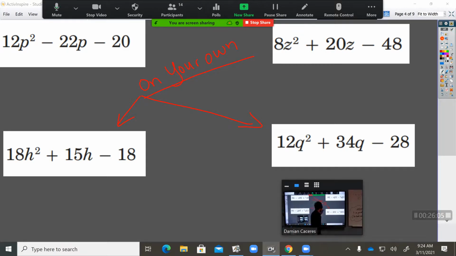So on the first one, 18, 15, and 18. I'm just going to write 18 and 15 because they're the same numbers. Now, break down the 15. 5 times 3, 15 times 1. The only factor that can go into 18 here is 3. So we're going to factor out a 3 and divide to see what's left in here. 18h squared divided by 3 is 6h squared. 15h positive divided by 3 is positive 5h.